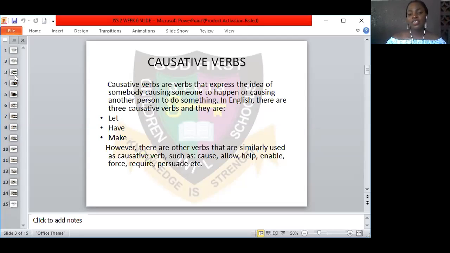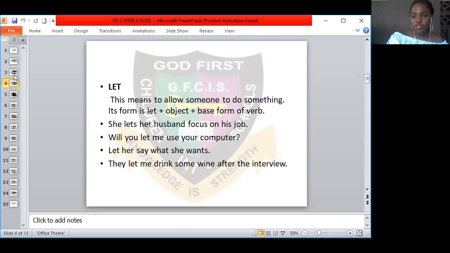I said in English there are three major causative verbs and other minor causative verbs. The three major causative verbs are let, have, and make. And the minor causative verbs are cause, allow, help, enable, force, require, persuade, and others. I started with the first causative verb and gave the structure: let plus object plus base form of the verb. For example, she lets her husband focus on his job.